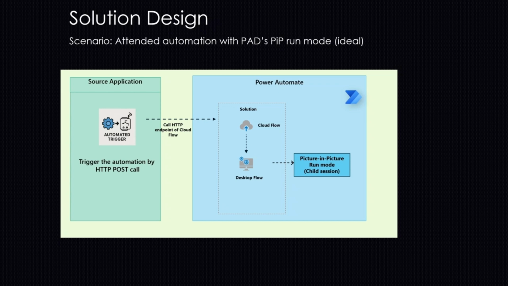And you can trigger this cloud flow multiple times, and it will initiate this desktop flow in sequence, meaning that any future desktop flow runs will be queued by the Power Automate orchestrator. So let's see a quick demo on how it actually plays out.